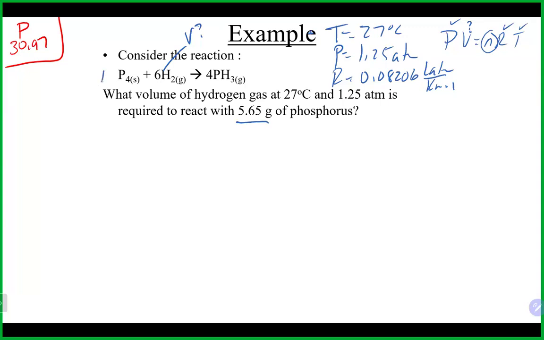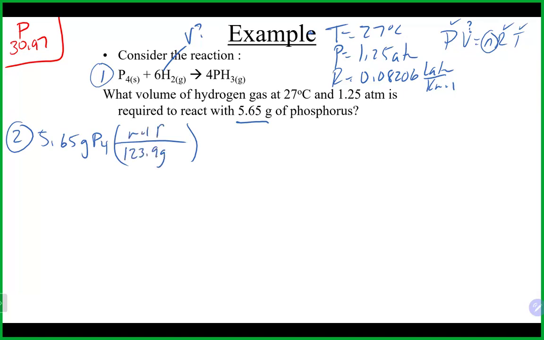So we'll start with our equation, which is balanced. We're going to convert into moles what they gave us, the 5.65 grams of P4. We would need to go to the periodic table there, 30.97 times 4, 123.9. And again, if we do that, that's going to give us our moles of P4, which is our second step. We don't want moles of P4. We do want to get it over to hydrogen gas so that we can use it in the ideal gas law. So here's where the stoichiometry is going to come into play between those two.